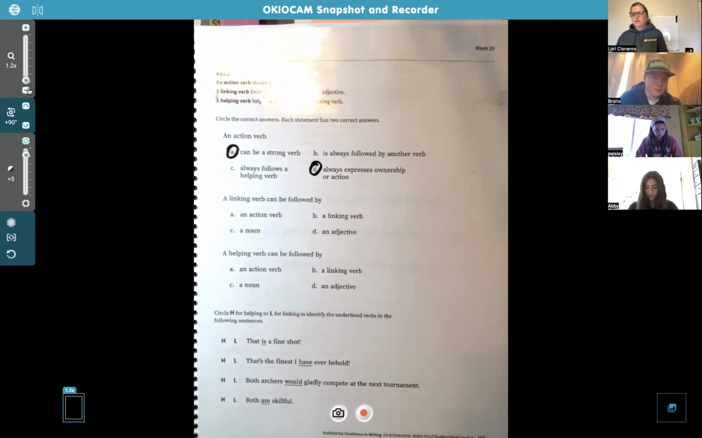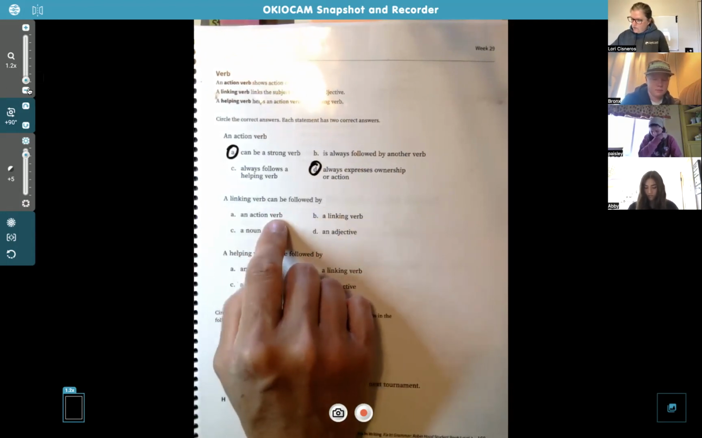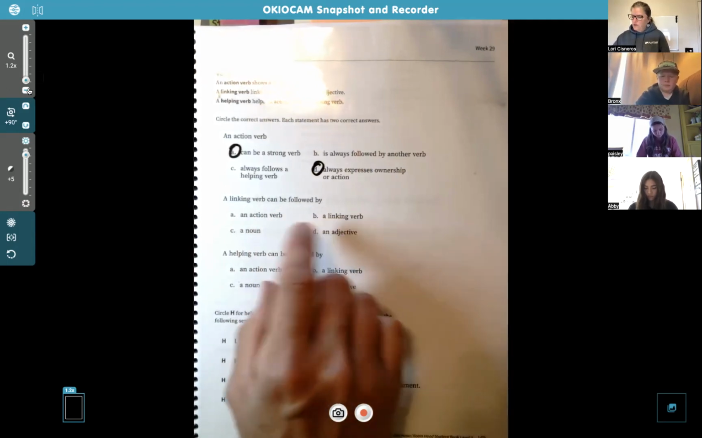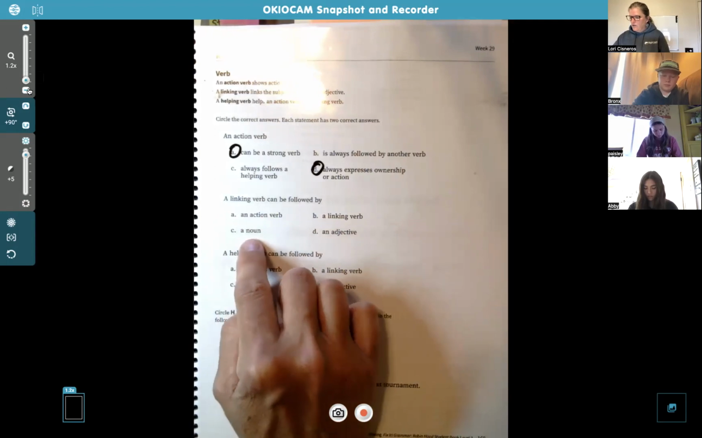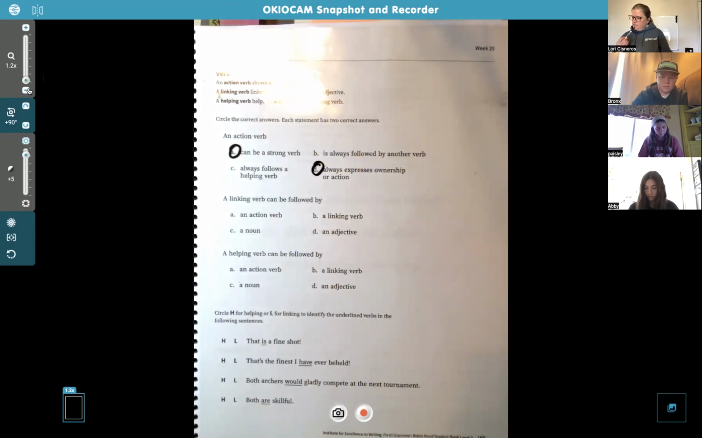So good. Okay. I'm going to do Paisley for the next one. A linking verb can be followed by an action verb. A linking verb can be followed by a linking verb. A linking verb can be followed by a noun, or a linking verb can be followed by an adjective. If you need to, let's do a quick refresher on linking verbs. Let's look back on that just really quick here. Unless you know, Paisley, you want to just tell us.